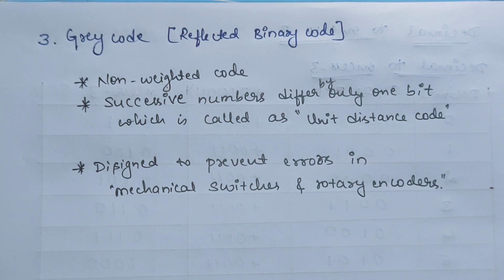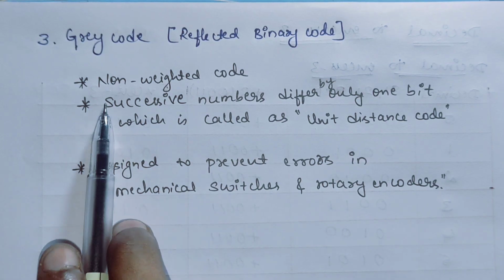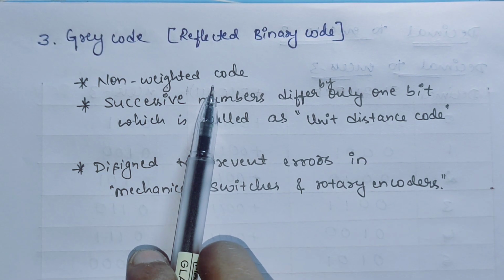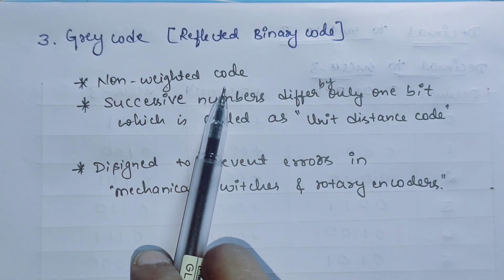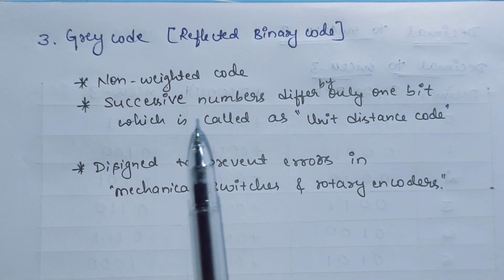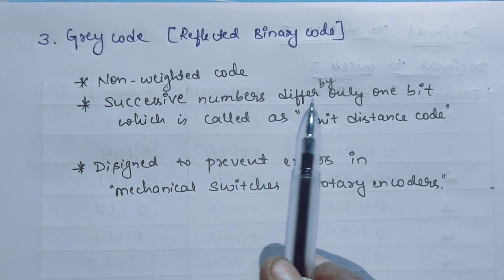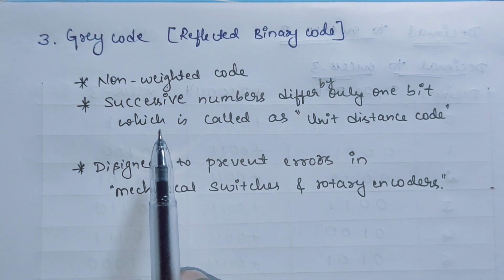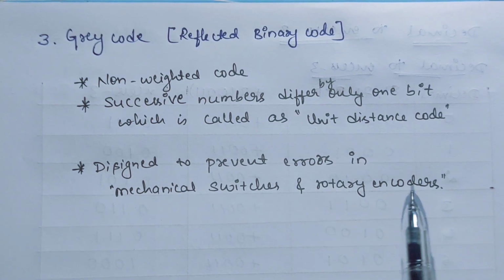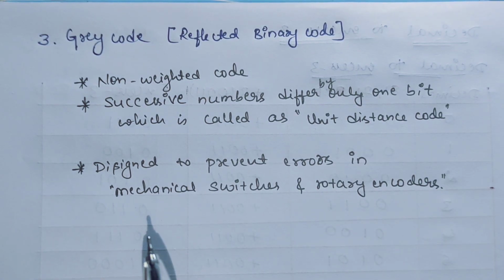The major property of gray code is that it is a non-weighted code. Unlike BCD, it doesn't depend on digit weights like 8421, 5421 and 2421. Successive numbers differ by only one bit, so it is called a unit distance code. Gray code was originally designed to prevent errors in mechanical switches and rotary encoders. This is the main property of gray code.